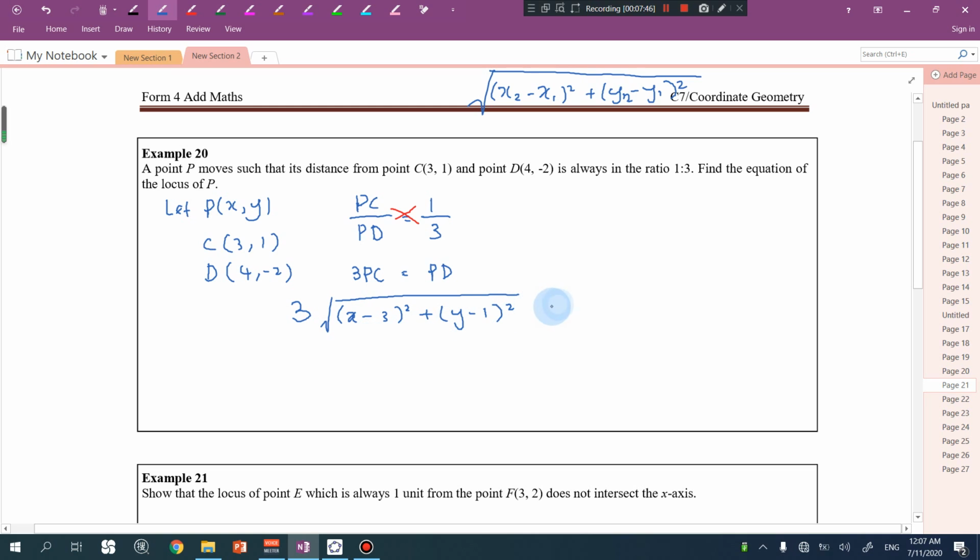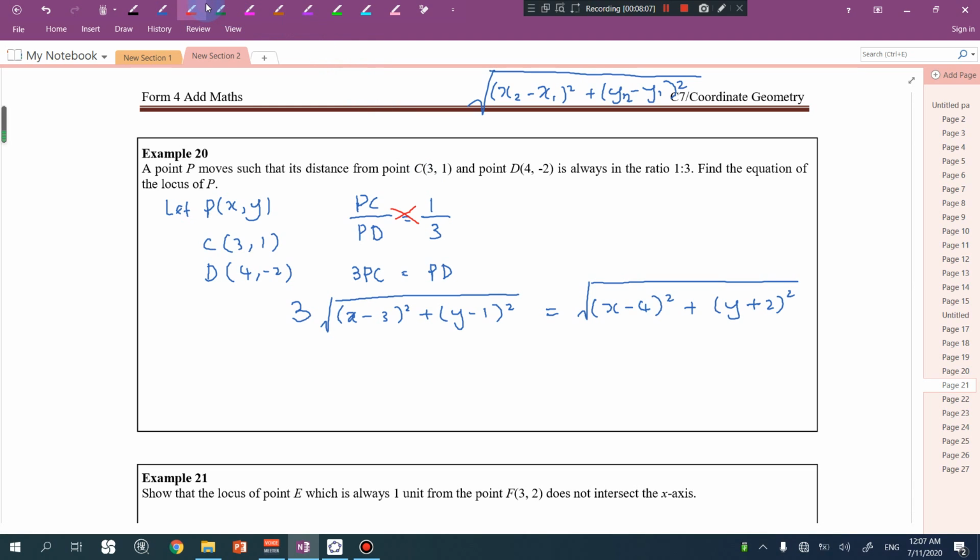And then PD. Now we focus on P and D. x minus 4 square plus y minus -2, it will become y plus 2 square. Okay, square root it.